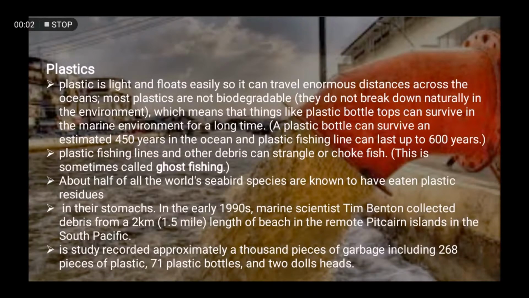Plastics. Plastic is light and floats easily, so it can travel enormous distances across the oceans. Most plastics are not biodegradable. They do not break down naturally in the environment, which means that things like plastic bottle tops can survive in the marine environment for a long time. Plastic fishing lines and other debris can strangle or choke fish. This is sometimes called ghost fishing. About half of the world's seabird species are known to have eaten plastic residue in their stomachs.